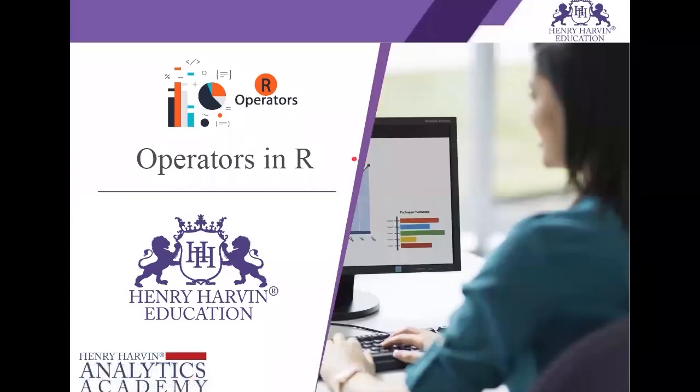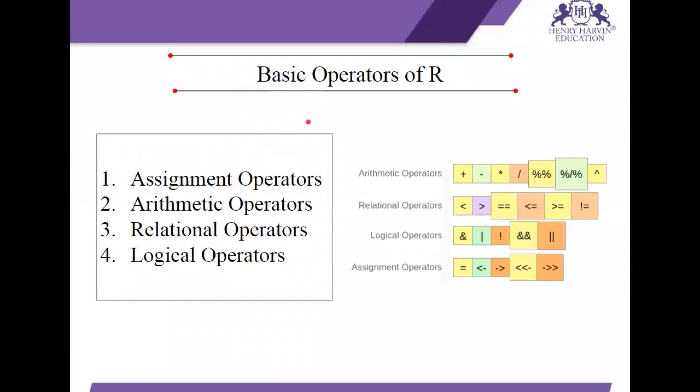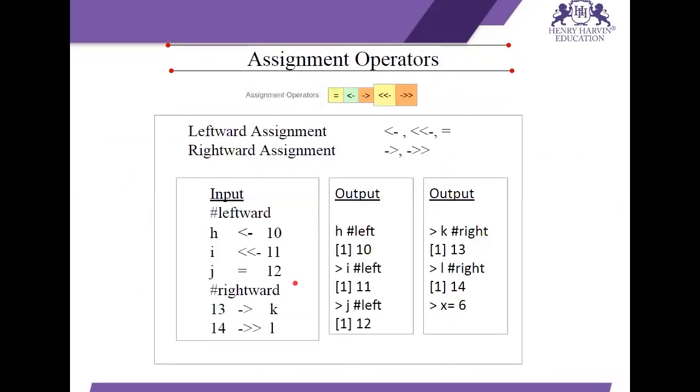Operators in R. There are four types of operators that are used in R. They are assignment operator, arithmetic operator, relational operator, and logical operator. So let's start with assignment operators. Assignment operators are used to assign a value to a variable. It can be a leftward operator or a rightward operator. Both result in the same way.